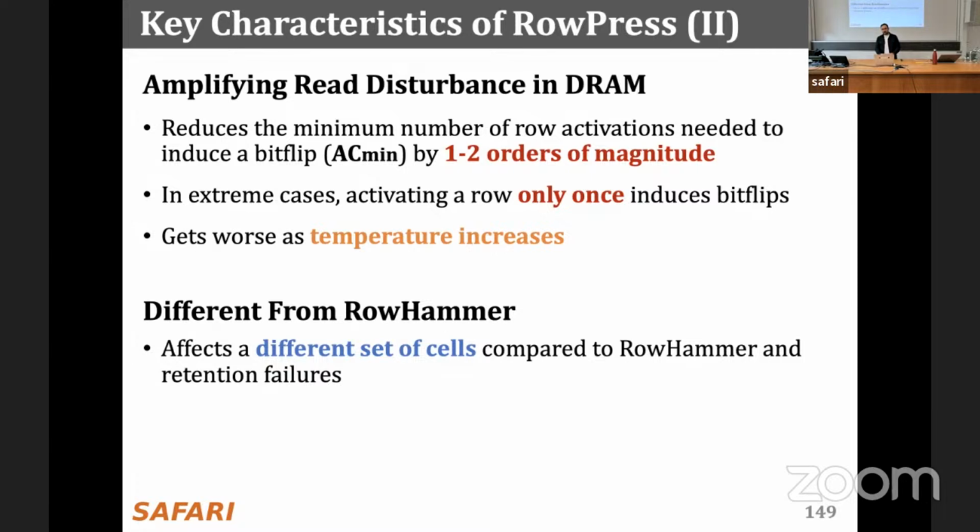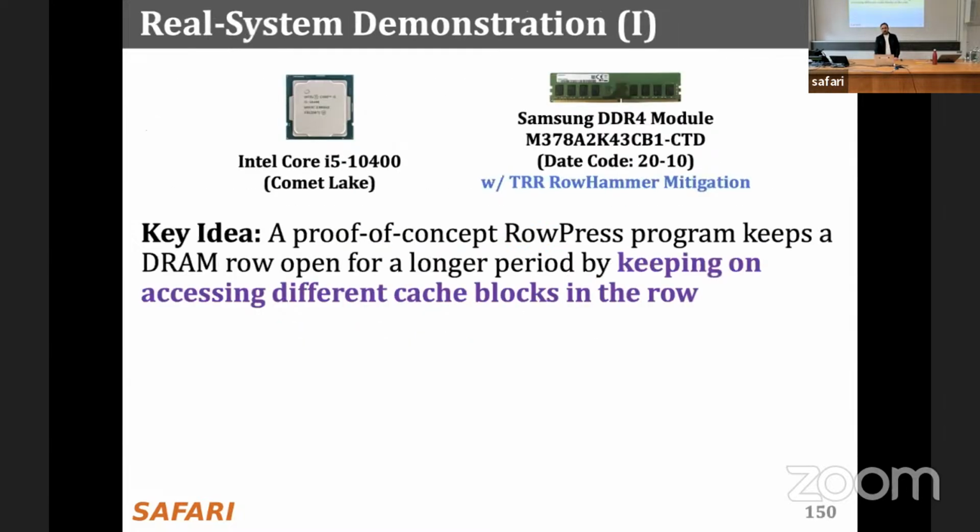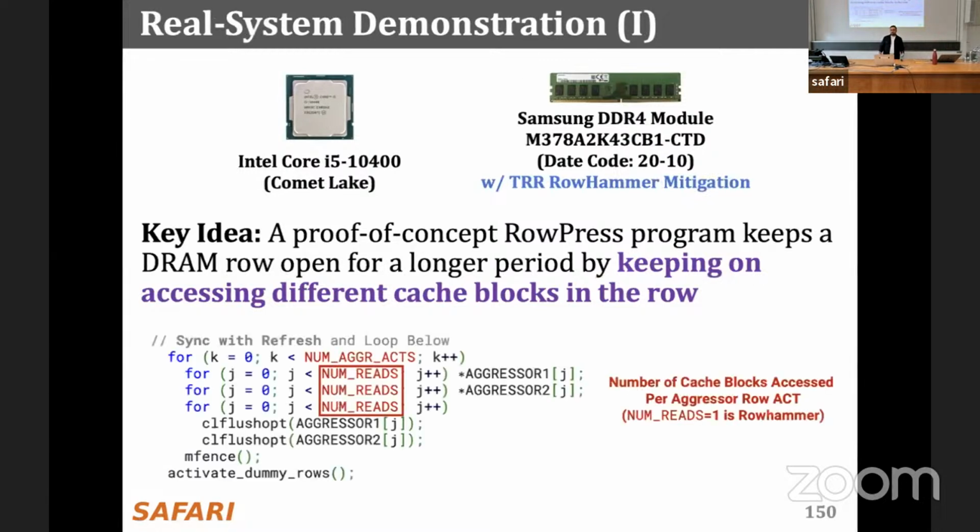So it affects a different set of cells compared to RowHammer and retention failures. Not the same cells are the most vulnerable ones for all those three mechanisms, and it behaves differently. So we also showed that we can exploit it on a real system, an i5 machine with a DDR4 module connected to that. And what we do is exactly what I described in the previous question, actually.